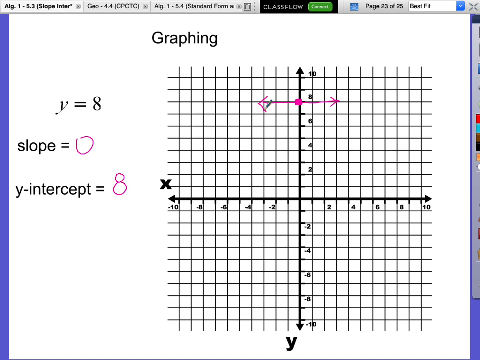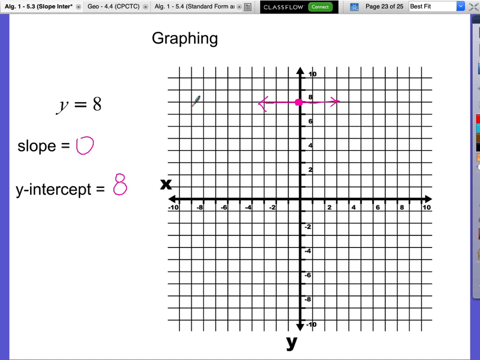Okay, this is a horizontal line. HOI. A horizontal line has a slope of 0. Their y is equal to a number. In this case, y is equal to 8. So it's all the points where y is equal to 8. So y is 8 here. Y is 8 here. Y is 8 everywhere, at every one of these points on the line.